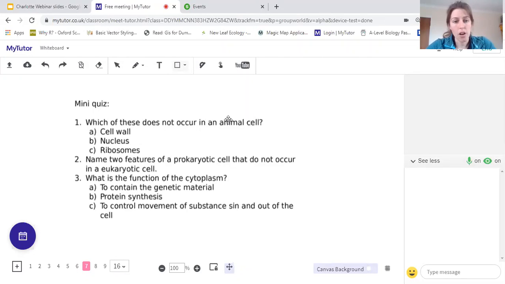Okay, question 3, what is the function of the cytoplasm? So A, to contain the genetic material, B, protein synthesis, or C, to control movement of substances in and out of the cell. So pop A, B, or C in the chat.